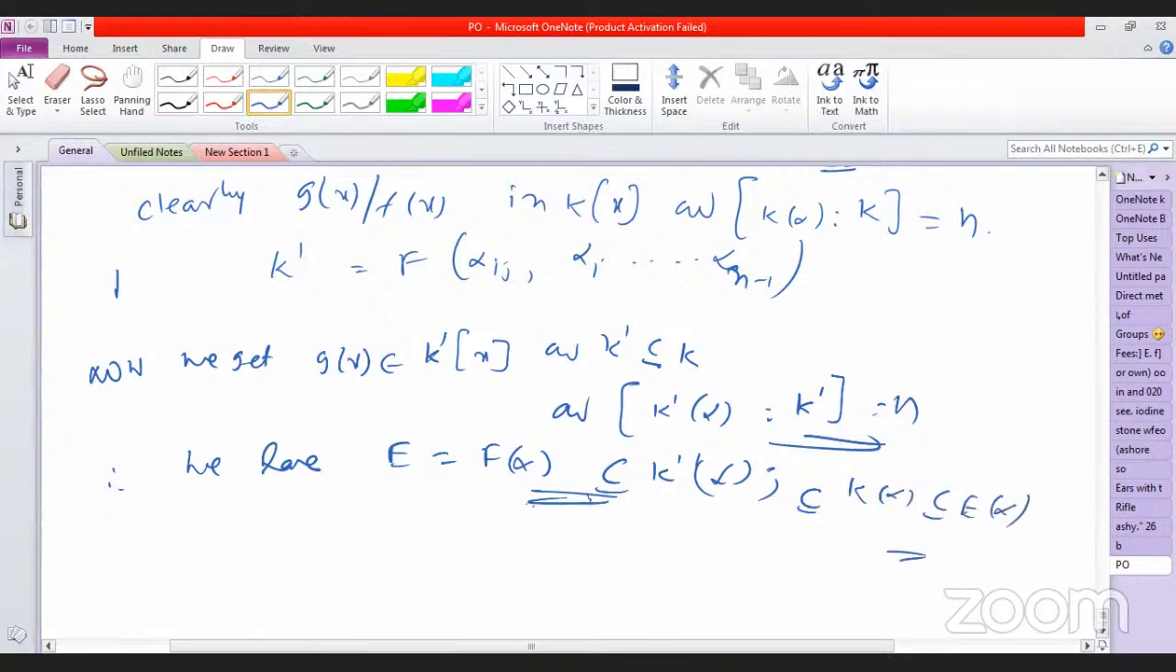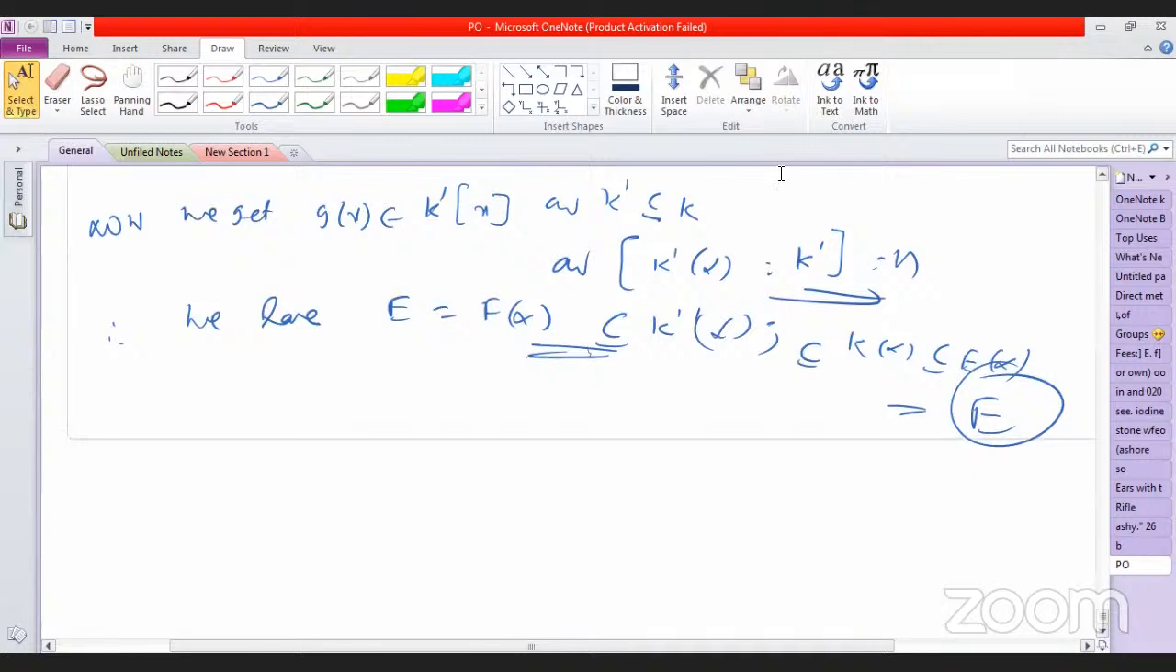What is that value? That is, F of alpha is a subset of K dash of alpha, a subset of K of alpha, a subset of E of alpha. What is that value? We can write E. E is equal to that, so we can write it, yes, sir.